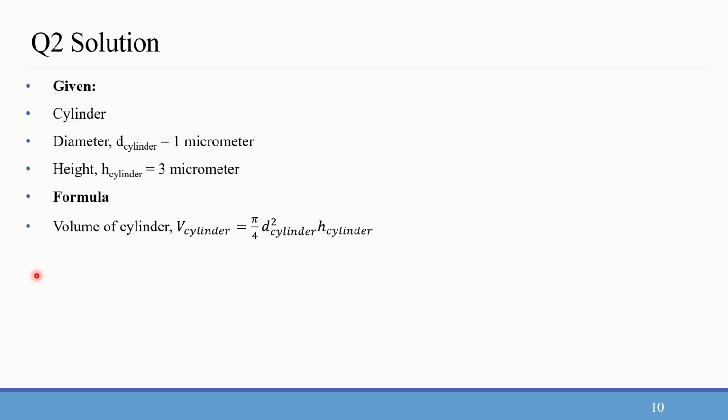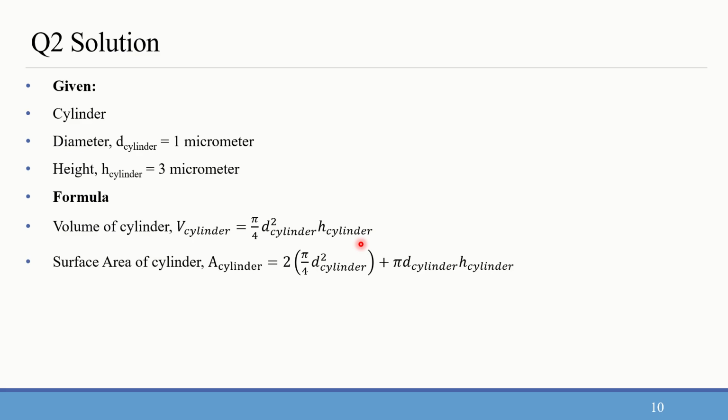So first, the volume of the cylinder. The volume of a cylinder is pi r square h, or pi by 4 d square h. And the surface area of the cylinder is given as: we have 2 pi r l for the cylinder base, that is pi d h, and we have two circles at the top and bottom, so it gives us pi r square, or pi by 4 d square, into 2, because we have the top as well as the bottom.